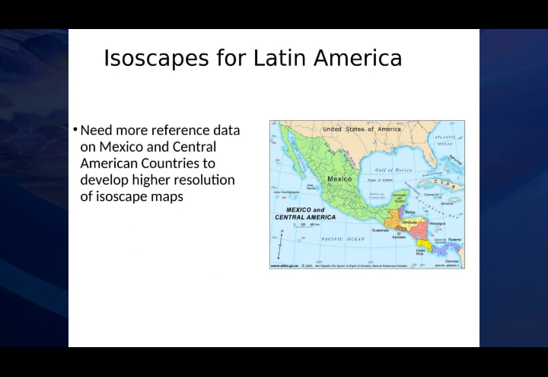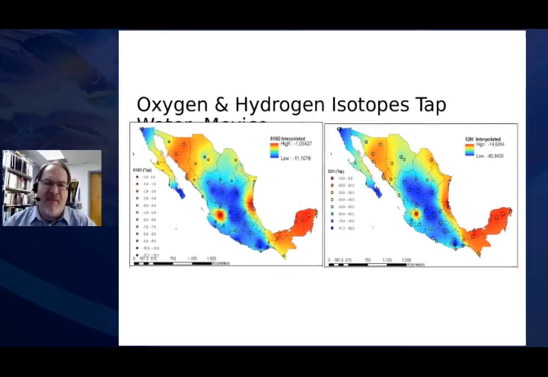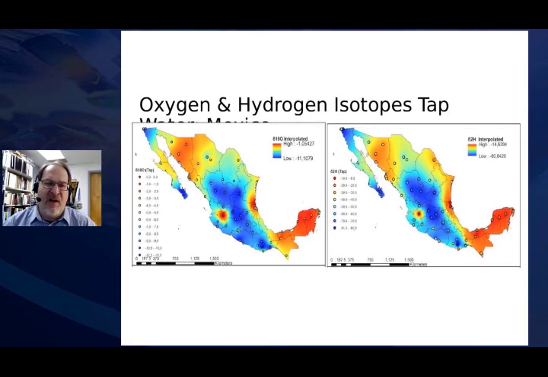We do need a lot more reference data for Mexico and Central American countries so that we can develop higher resolution isoscape maps. And one has been completed recently by Dr. Saskia Armour as part of her dissertation work, which was published in 2001 in the Journal of Forensic Sciences. And so she was able to collect data on water samples throughout Mexico. And you can see there's strong geospatial patterning here in both oxygen and hydrogen isotopes, much like the maps you saw for the United States. This is still a crude map. We need more data points.